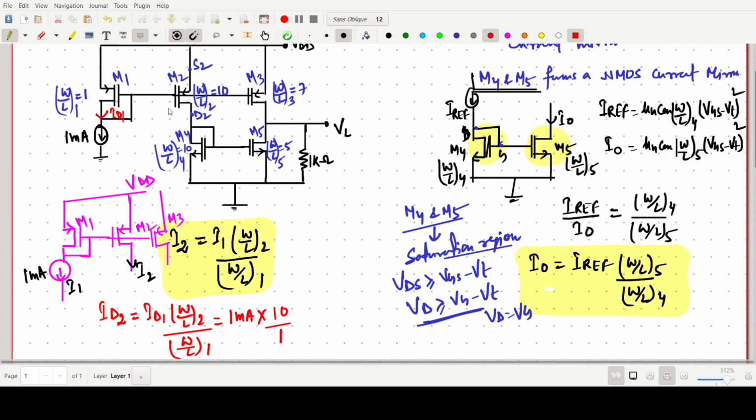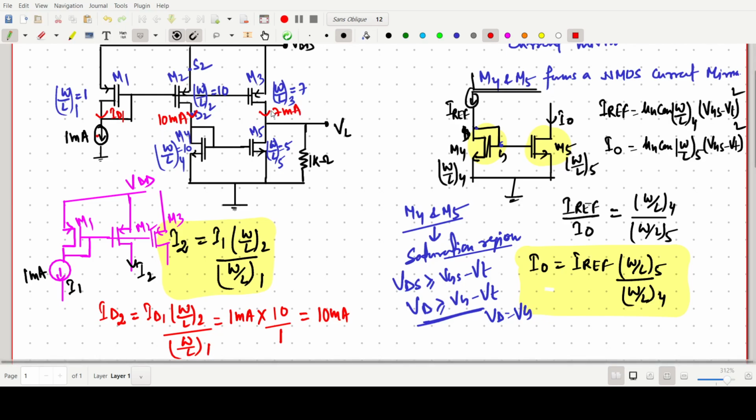Because if all the aspect ratios were the same, this current would be the same as that of this one. But the aspect ratio is changed, that's why the current will be changed. So this will be 10 milliampere. So the current in this will be 10 milliampere. Similarly, this one is 1 milliampere, and it should be 7 milliampere.